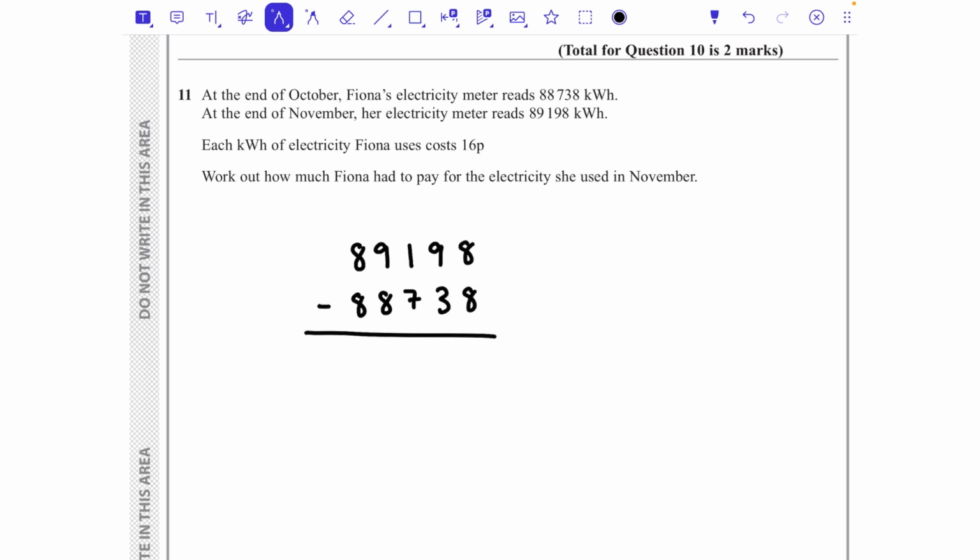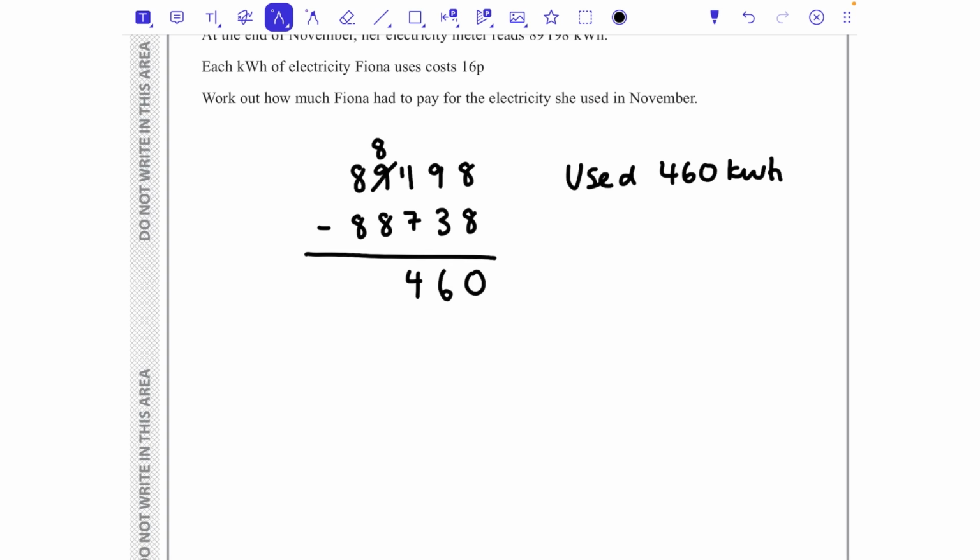So I'm going to do the top take away the bottom. 8 take away 8 is 0. 9 take away 3 is 6. 1 take away 7. Now again, more on the floor. We're going to borrow from next door. 11 take 7. That's 4. 8 take 8 is 0 and 8 take 8 is 0. So she's used 460 kilowatt hours. Now we're told that, I should have done a capital W. We're told that every kilowatt hour of electricity that she uses is going to cost 16p. So now we need to take the 460 and multiply it by 16.